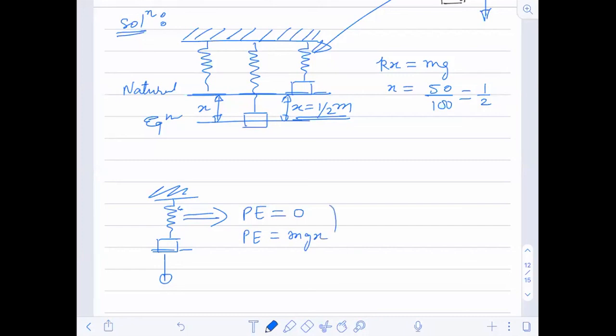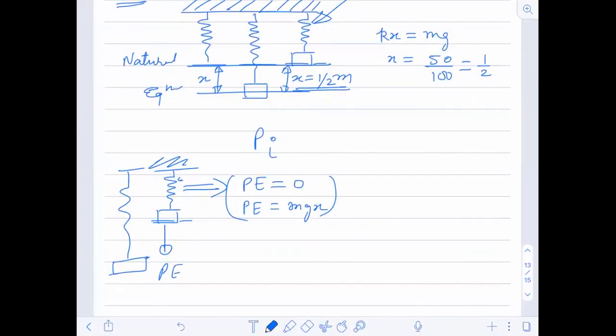Okay. So this is the initial potential energy. Now when it moves down, in this case, you will have potential energy in the spring as half kx square, and you will have kinetic energy of the particle as half mv square. So this is the energy finally.